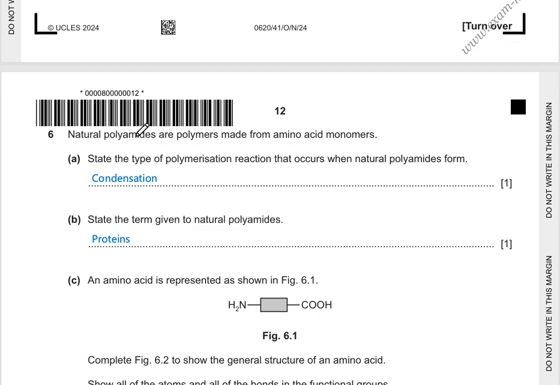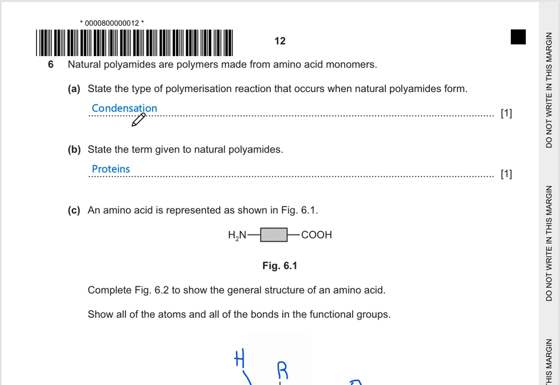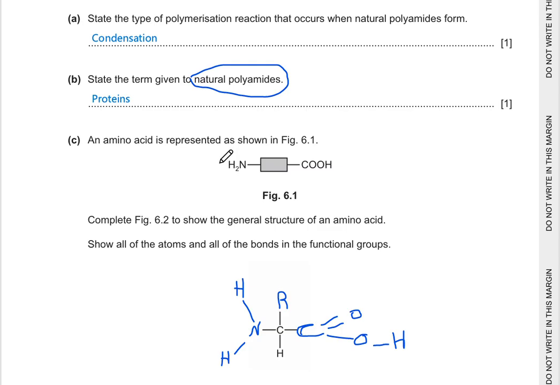Natural polyamides are polymers made from amino acid monomers. Say the type of polymerization reaction that occurs when natural polyamides form. Condensation. Say the term given to natural polyamides. Now, polyamides means it's proteins. Natural means it is not nylon, because nylon is an artificial polyamide.